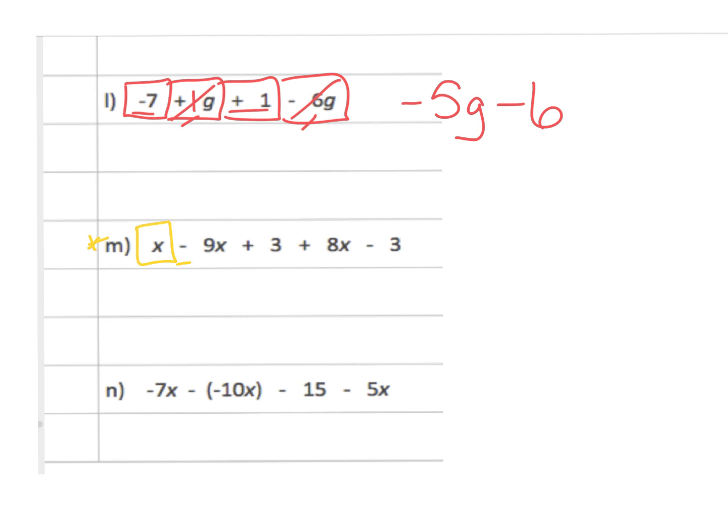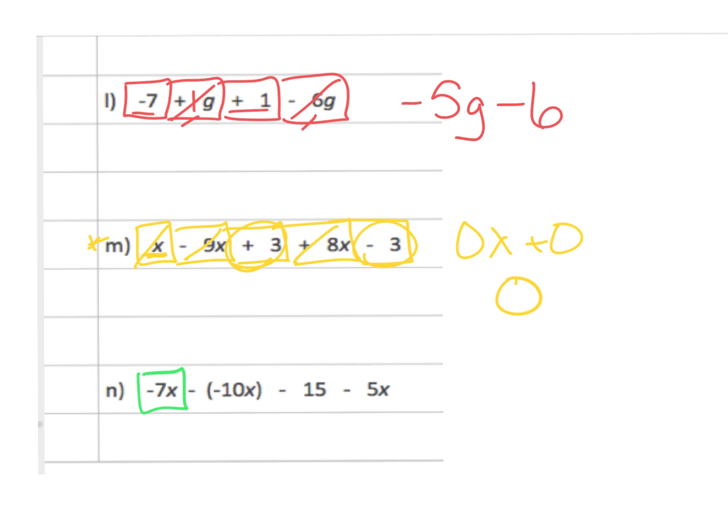Put my boxes around each term. I have negative 9 plus 8. That gives me a negative 1x. Oops, I forgot this x. Let me take that back. I'll erase this. Plus another x, that's going to give me 0x. I got a plus 3 minus 3, that gives me 0. Or I could just write 0.